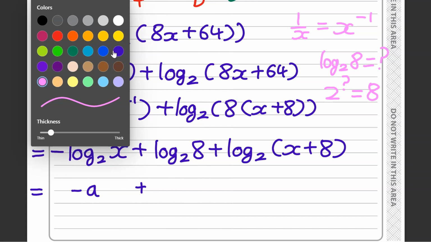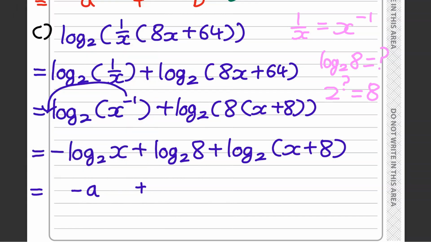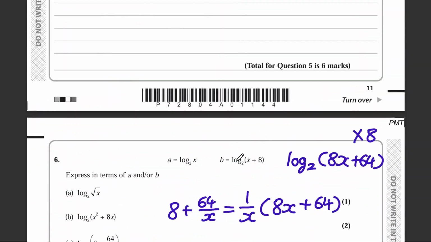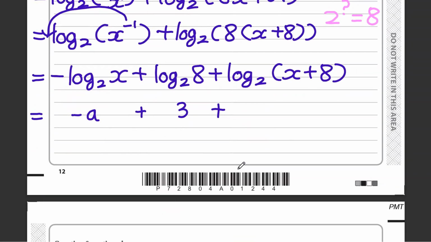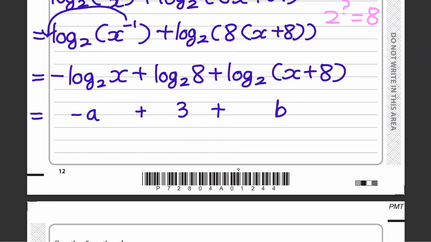So therefore here, log base 2 of 8 is equal to 3. You can also see this if you put it into your calculator. Log base 2 of 8 is equal to 3. And then this is plus log base 2 of x plus 8, and this is what b is. So therefore this here is b. So therefore the answer here is minus a plus 3 plus b, and this here is the final answer.